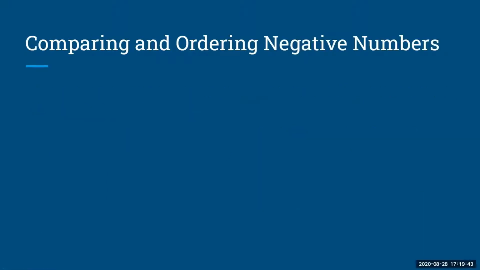Comparing and ordering negative numbers. Does 0 have an opposite? No, so -0 is special. -0 is equal to 0, which is equal to +0, because they're all technically the same thing. It's all 0. So technically yes, technically no. It's neutral, a little special.